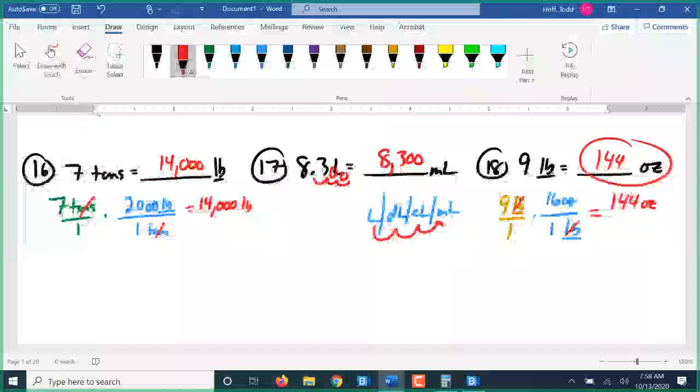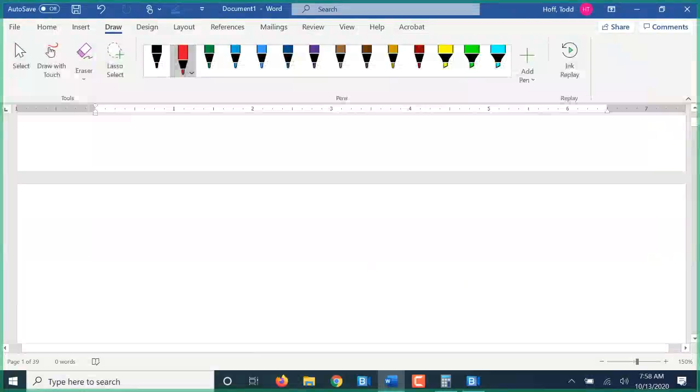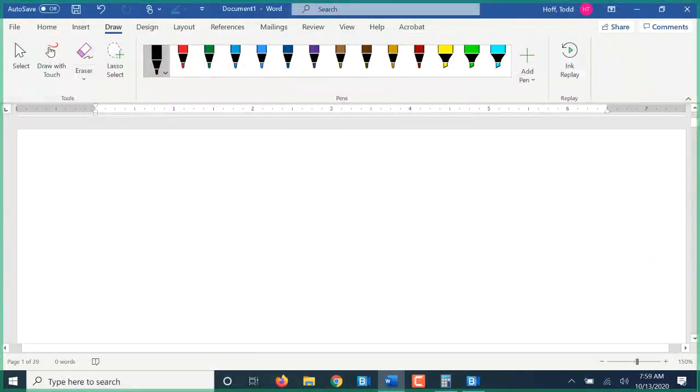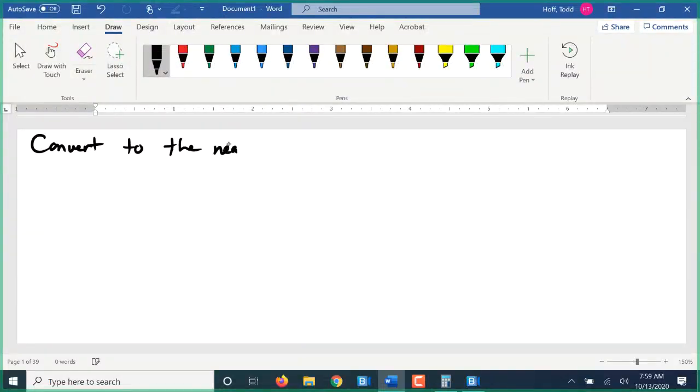Any questions on either of those? Okay. I just wanted to take some time to review those before we got into anything new today. Our new concept for today is actually relatively straightforward, but it's one that a lot of people do struggle with. I'm going to ask you to convert to the nearest 16th of an inch.